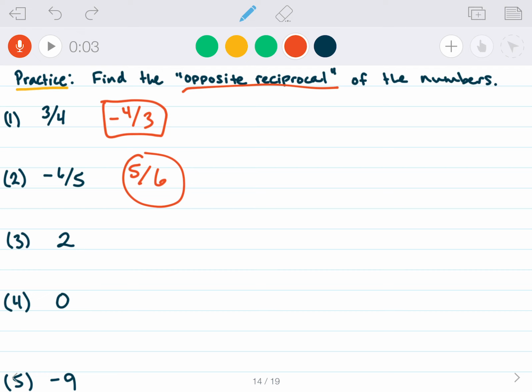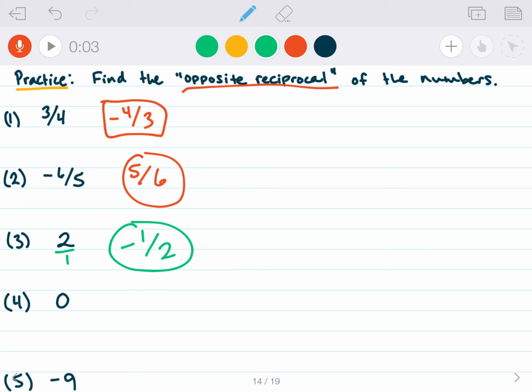Okay, what about 2? Well, 2 is understood to be over 1, right? That's how we understand 2. So if we flip it, we get 1 over 2. If we make it opposite, it's negative now because it started out as positive.